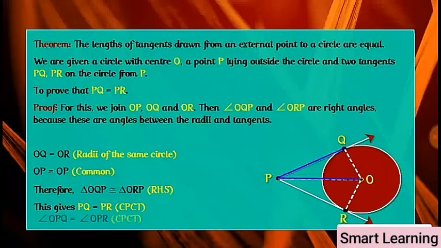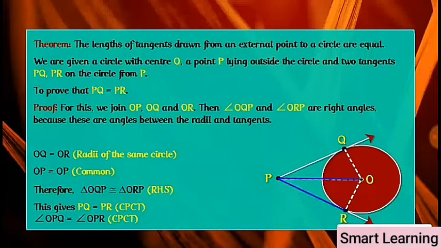Also note that angle OPQ is equal to angle OPR by CPCT. Therefore, we can conclude that OP is the angle bisector of angle QPR. That is, the center lies on the bisector of the angle between the 2 tangents. We will do some examples now.